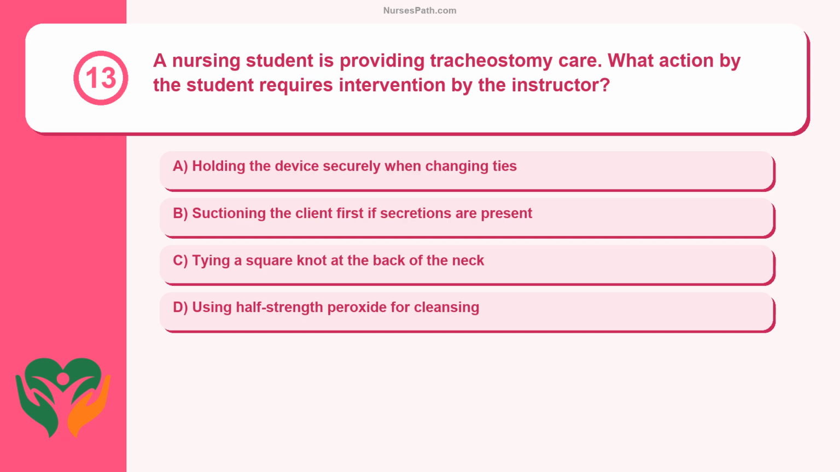Question 13. A nursing student is providing tracheostomy care. What action by the student requires intervention by the instructor? A. Holding the device securely when changing ties. B. Suctioning the client first if secretions are present. C. Tying a square knot at the back of the neck. D. Using half-strength peroxide for cleansing.